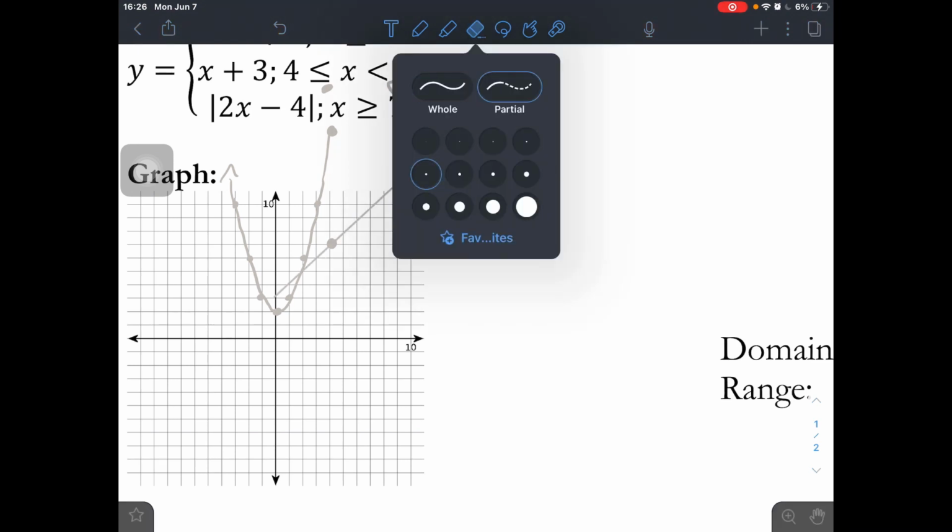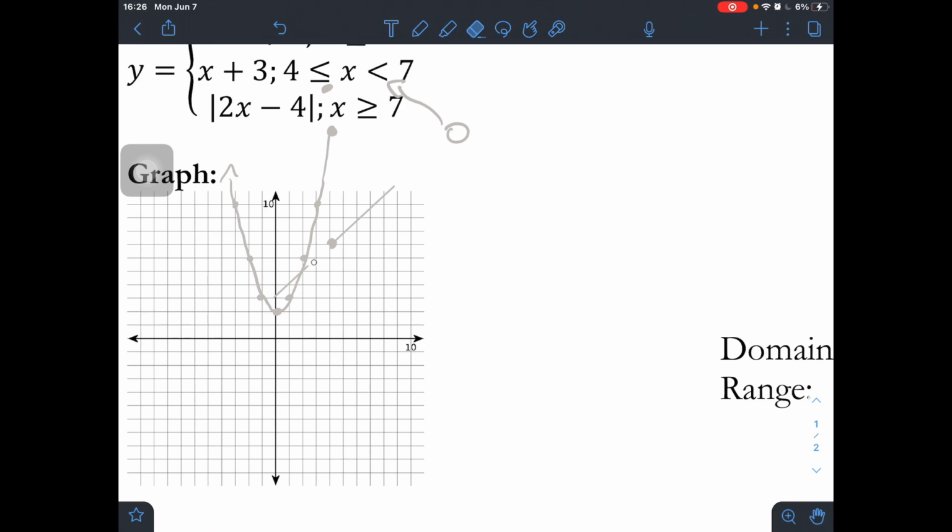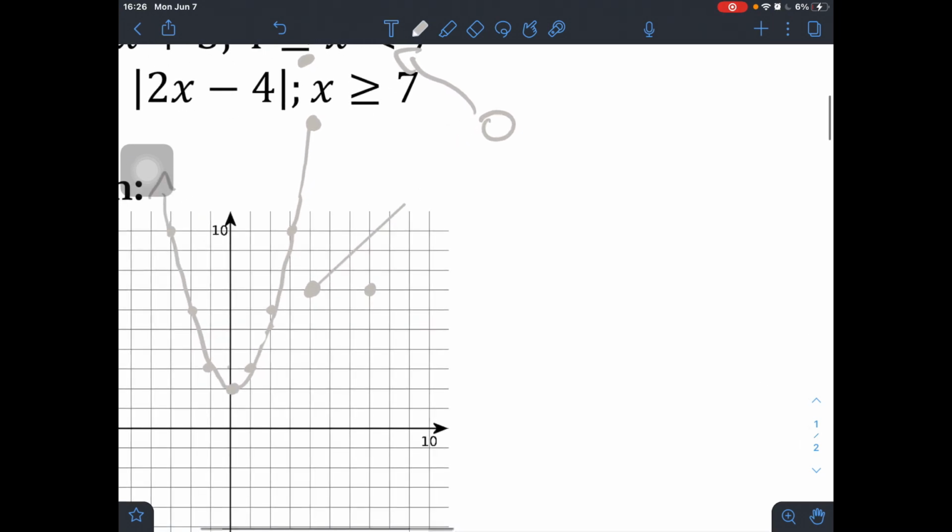Just erase all of this. And then you just have this going until 7. So this is 4, 5, 6, 7 right here. And then here, this is where we would stop it. Let me just adjust this line a bit. And then here, there would be an open circle.